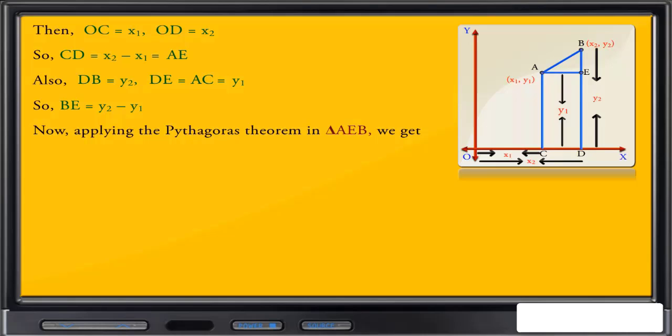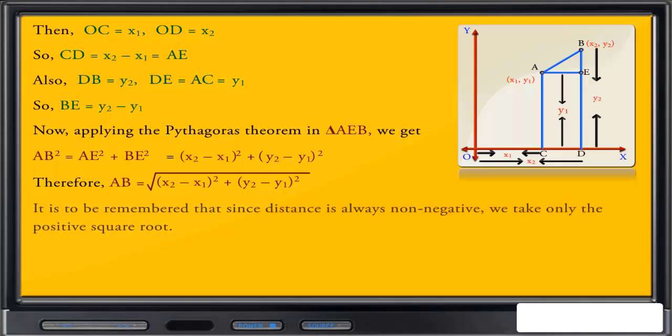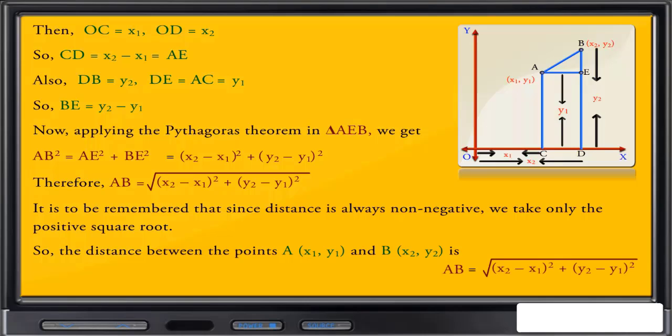Now, applying the Pythagoras theorem in triangle AEB, we get AB square is equal to AE square plus BE square, which is equal to whole square of x2 minus x1 plus whole square of y2 minus y1. Therefore, AB is equal to under root whole square of x2 minus x1 plus whole square of y2 minus y1. It is to be remembered that since distance is always non-negative, we take only the positive square root. So the distance between the points A and B is AB is equal to under root whole square of x2 minus x1 plus whole square of y2 minus y1, which is called the distance formula.